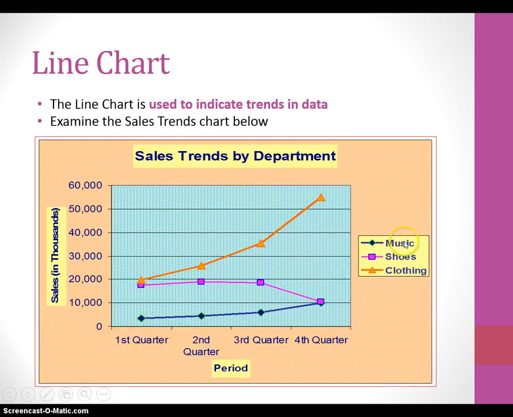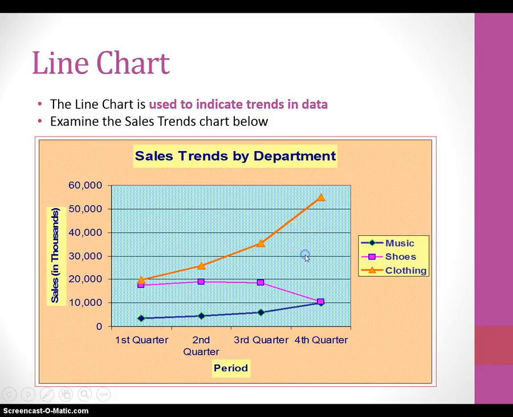This chart represents music, shoes, and clothing, their sales over the first quarter, second quarter, third quarter, and fourth quarter. As you can see, clothing went up each quarter. Now, first quarter would be January, February, March, second, April, May, June, third, July, August, September, and then October, November, and December is the fourth quarter. So probably for Christmas, clothing went up.